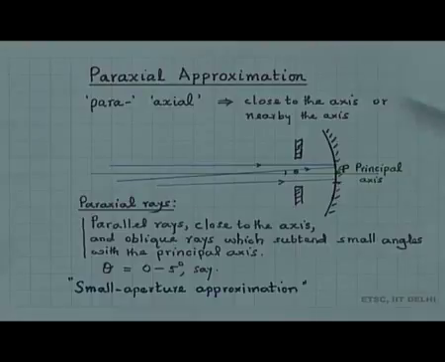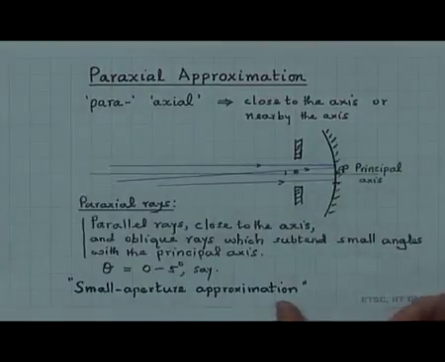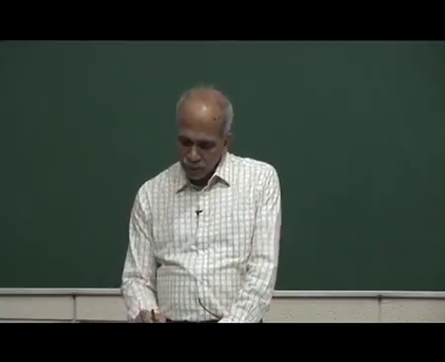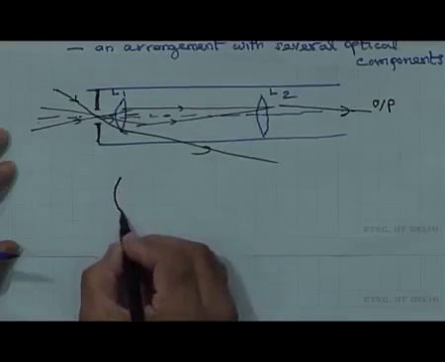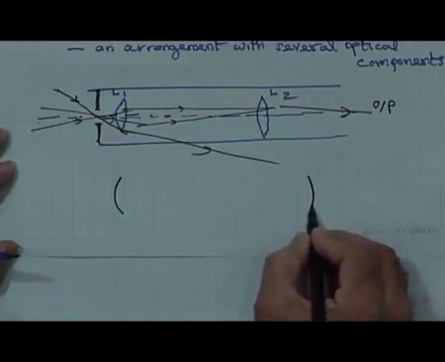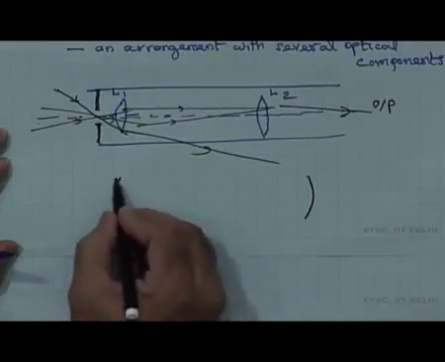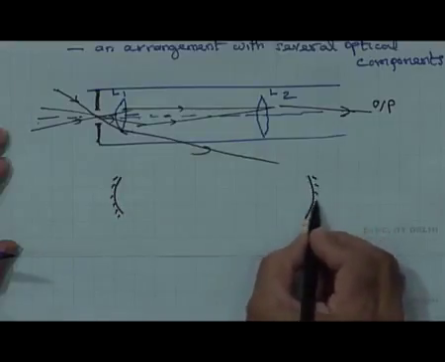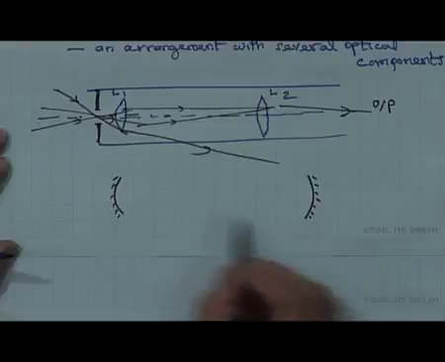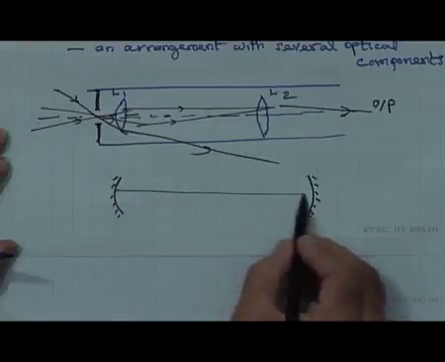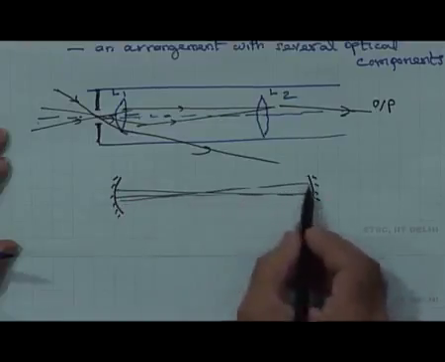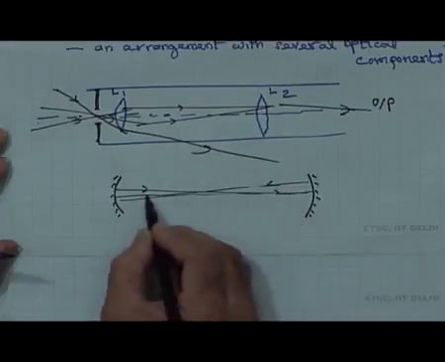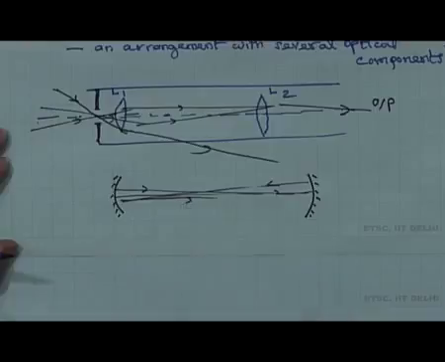For example, I showed the microscope in the earlier case. There are also optical resonators. In the last lecture I showed a laser. A laser has an optical resonator with two mirrors like this, and the rays travel back and forth inside and resonate.